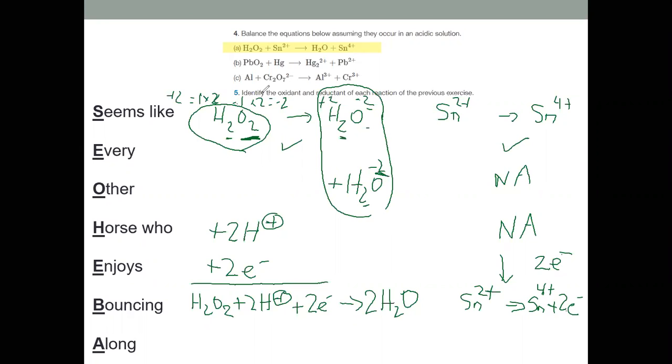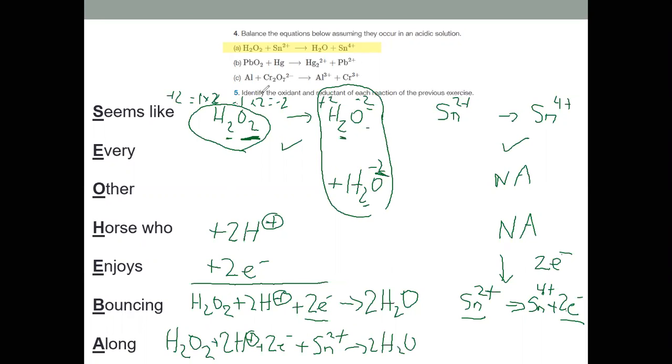Now, we need to do a quick check on the electrons. We see we have 2 electrons here. We have 2 electrons there. And therefore they balanced. So let's add everything together. So H2O2 plus 2 protons plus 2 electrons, and then bring in our plus Sn2+. And then that goes to, now let's bring the right side of the equations together.